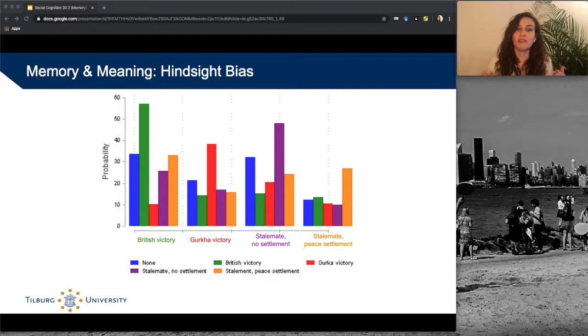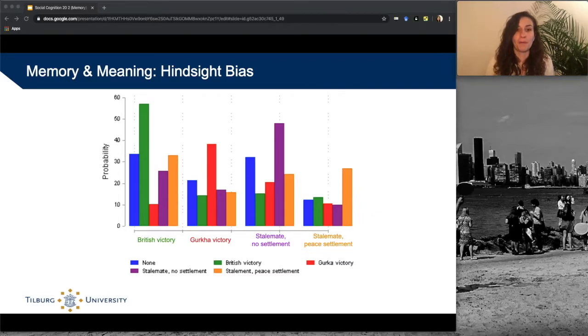And then within these brackets, again, we have the data split up by our 5 conditions. In blue, that's the control condition. In green, that's the condition where participants were told that the British had actually won. In red, that's the condition where participants were told that the Gurkhas had actually won. In purple, this is the condition where participants were told that there was a stalemate without a peace settlement. And in orange, stalemate with a peace settlement.